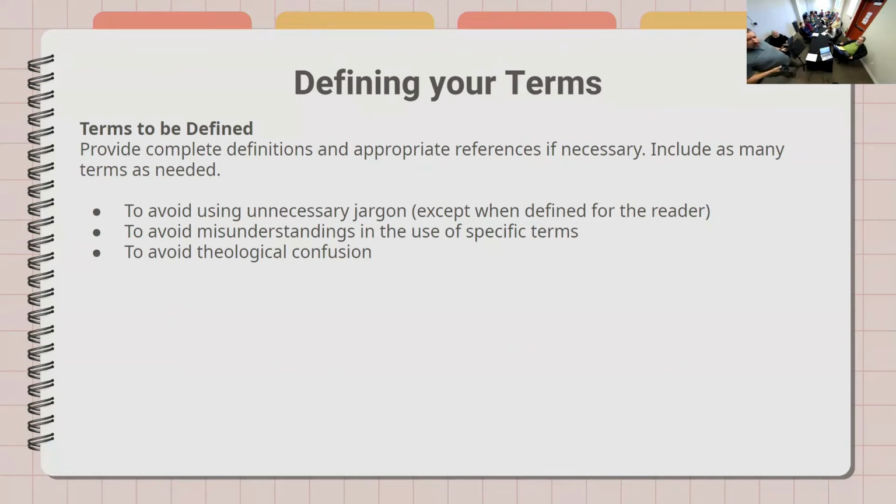To avoid using unnecessary jargon, or when you do use that jargon, to be able to define it. Authenticity in worship. What does that even mean, authenticity in worship? How do you define that? What's your definition? How would you be able to identify that? Okay. To avoid misunderstandings in the use of specific terms. And then to avoid theological confusion. Okay.